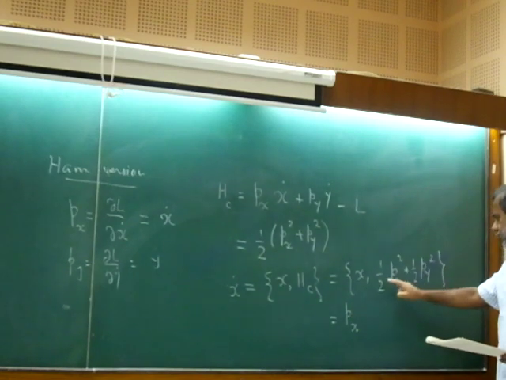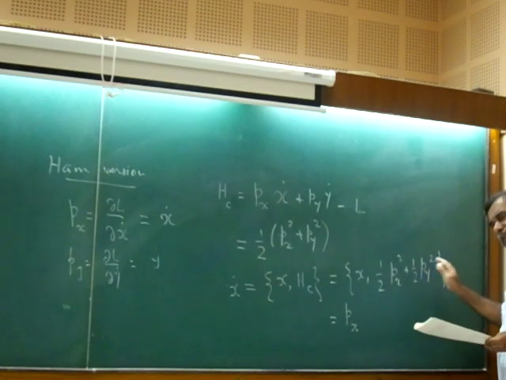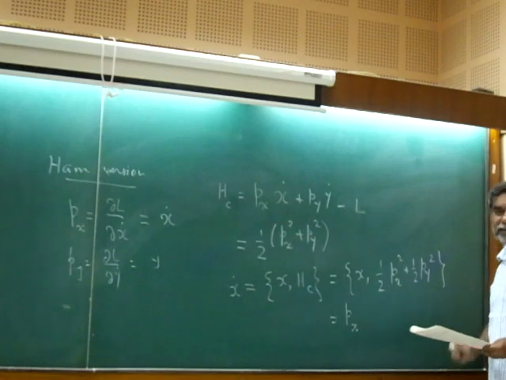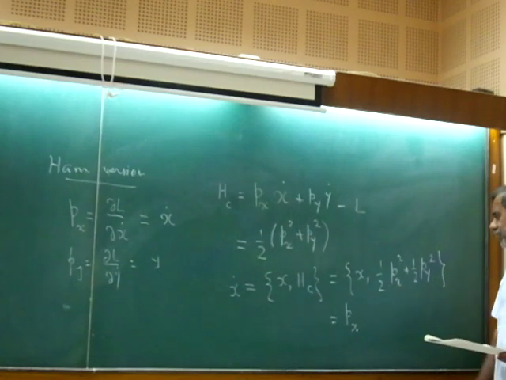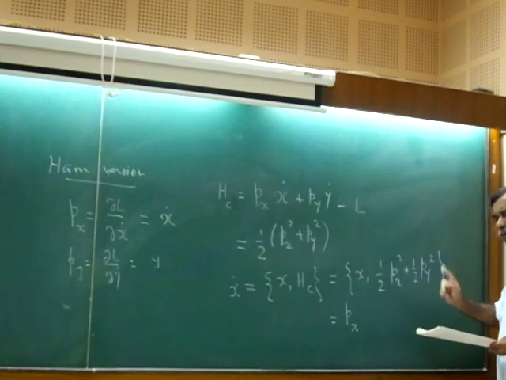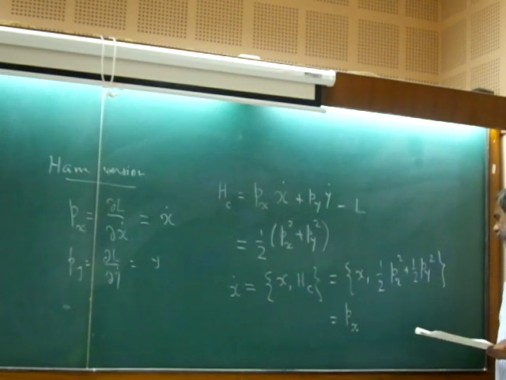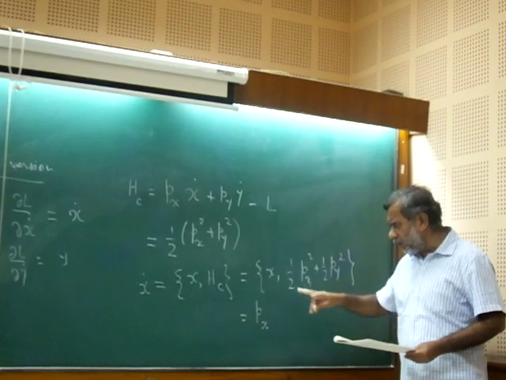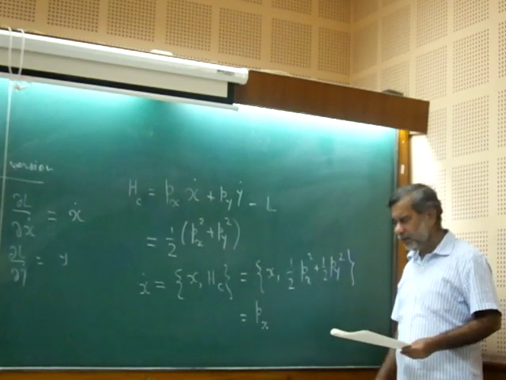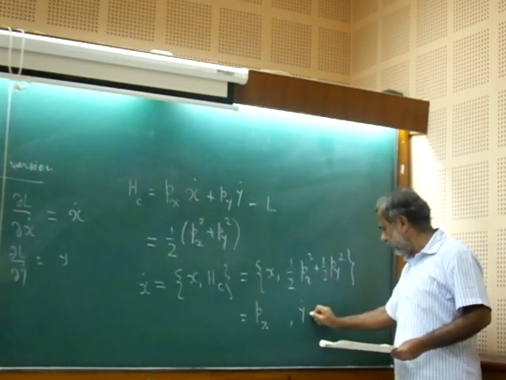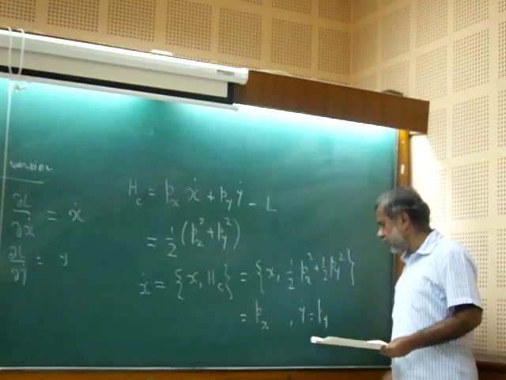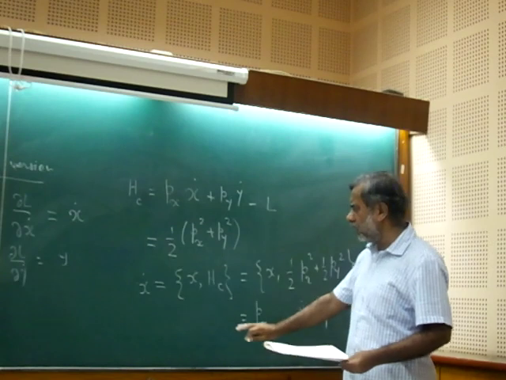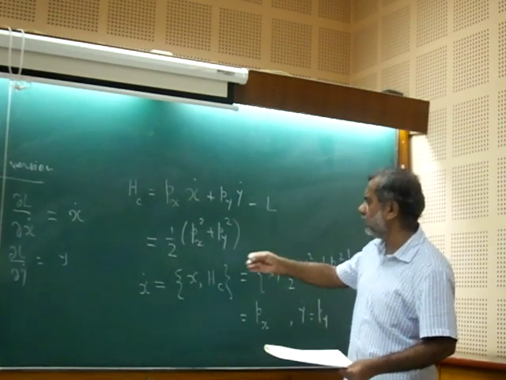Because it's x, the bracket with px, and the px is outside. So there will be two terms. This will cancel the factor of half, and then x with px is 1. What remains outside is px. Similarly, x with py is of course 0. If you do y dot, you will get what? py. If you do it like this, y dot, you get py. Good.